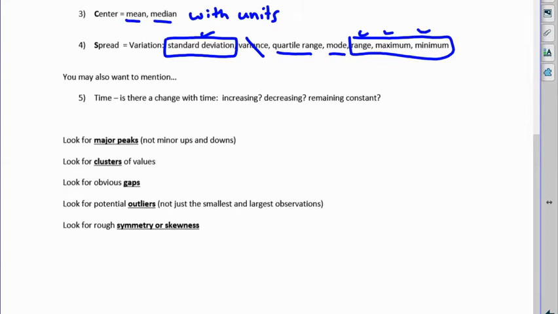So we look for major peaks, we look for clusters, we look for obvious gaps, we look for potential outliers, not just what's the smallest and largest observations. We look for rough symmetry or skewness, and there's a lot of variation in how people can describe their data.